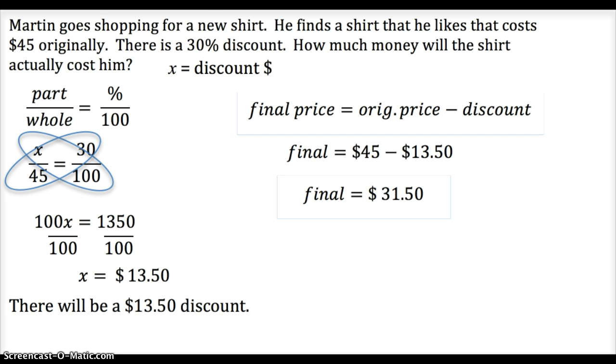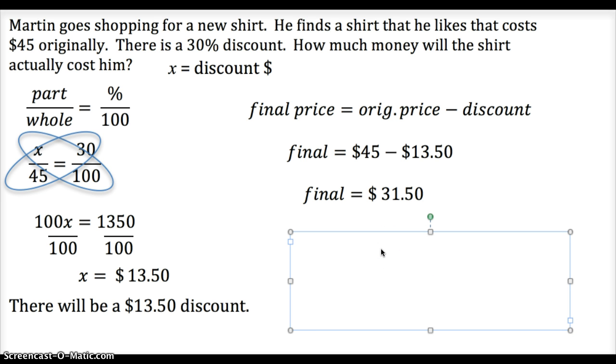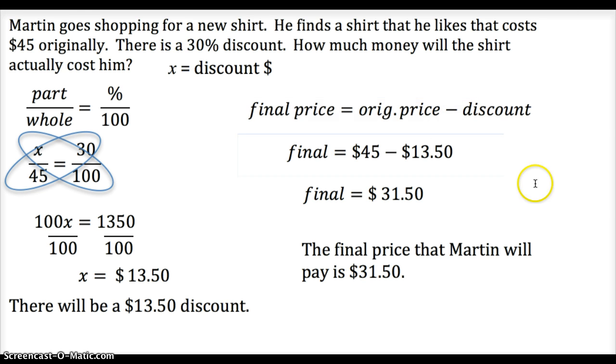Okay, and then of course, just like I've been saying, you have to write it out in sentences. So you're going to say that just like before, we already said that there's a $13.50 discount, but so the final price that Martin will pay is $31.50. Okay, so that's basically how you do it. It's not too much different than when we were finding tip, but now we're subtracting, just like I said earlier.